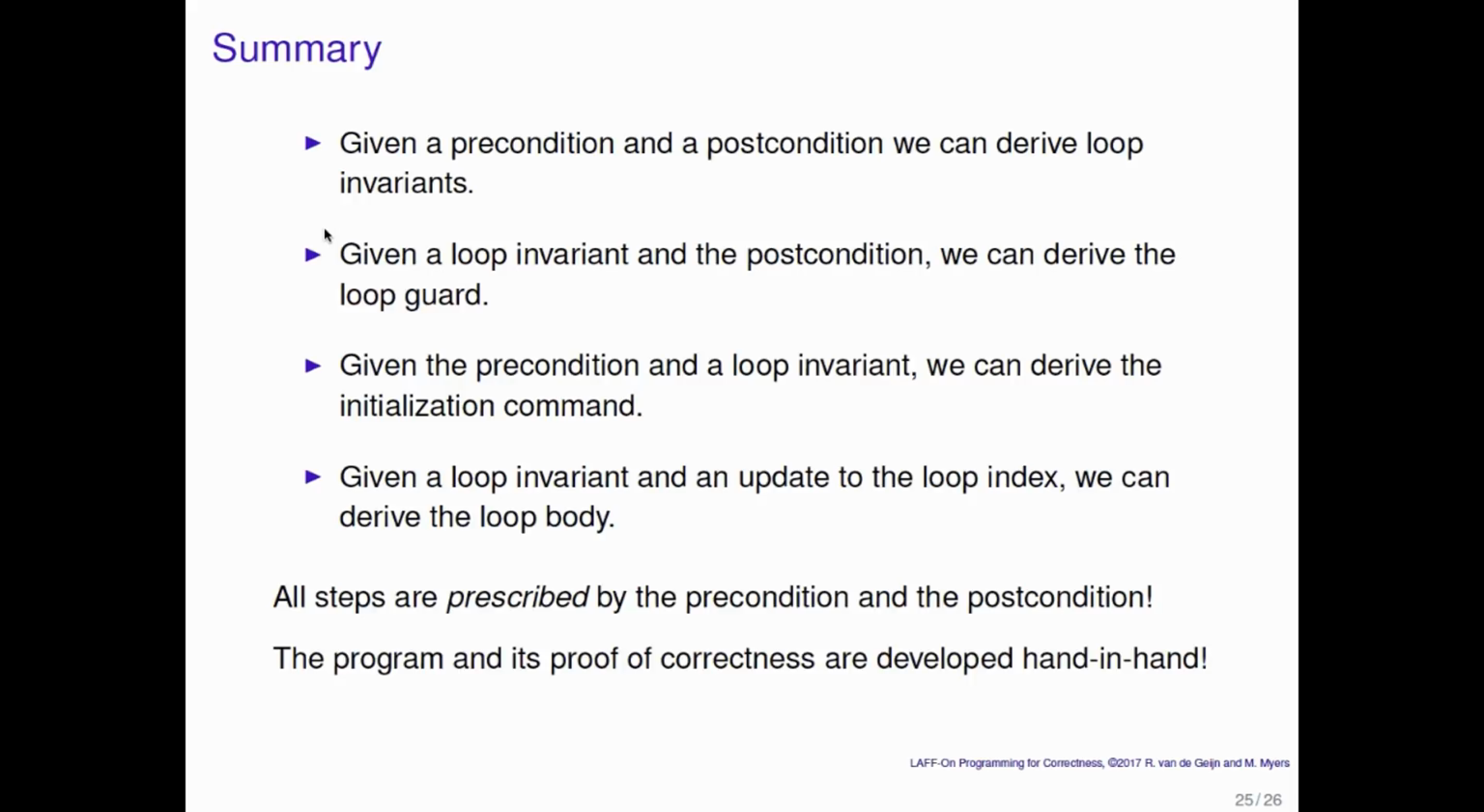The program and its proof of correctness are developed hand in hand. In the end, we not only have a correct loop, but we also have its proof of correctness. And we would think that perhaps this would have made Dijkstra happy.